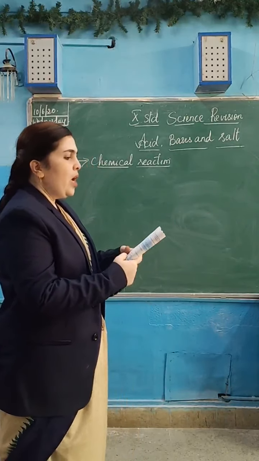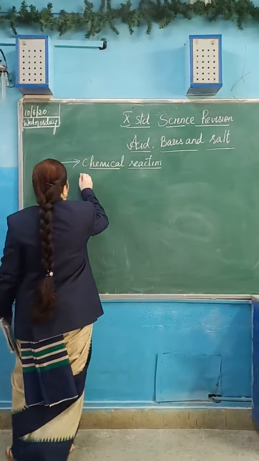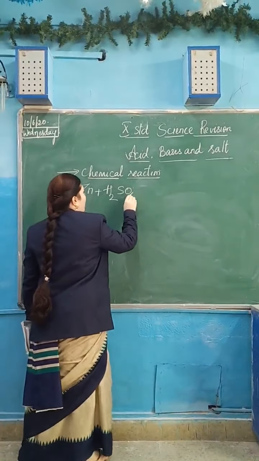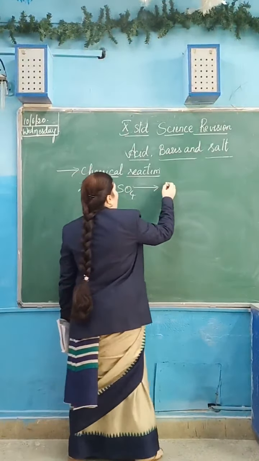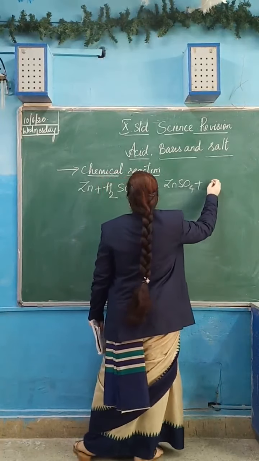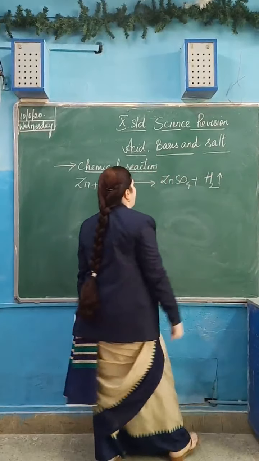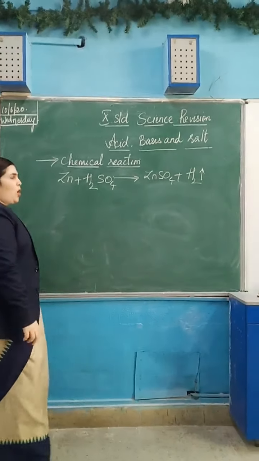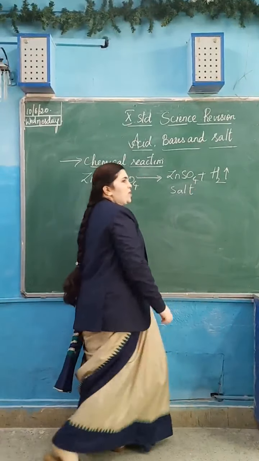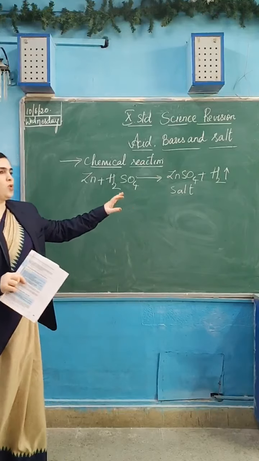Then we will come to how acid reacts with the metals. Acid and metals react. For example, zinc plus H2SO4 gives ZnSO4 plus hydrogen gas is liberated. Acid reacts with metal to give salt and hydrogen gas. Zinc sulfate is what? Salt. Zinc sulfate is salt, liberating hydrogen gas. So acid reacts with metal to give salt and hydrogen.